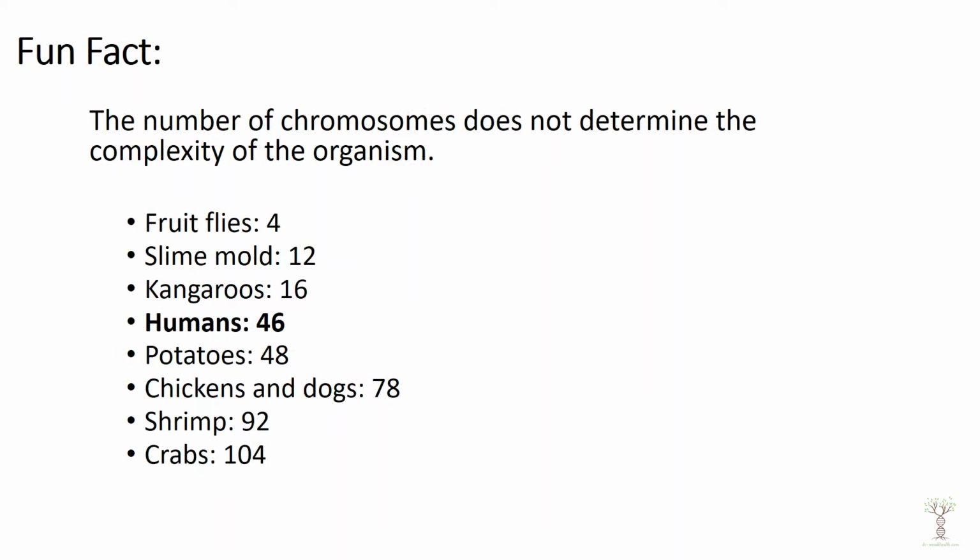This is just interesting because a lot of people think that the more DNA you have, the more complex the organism is, but that is not necessarily true. Potatoes have more DNA than we do, and so do crabs. Slime mold has more than fruit flies. So the number of chromosomes does not determine the complexity of the organism.